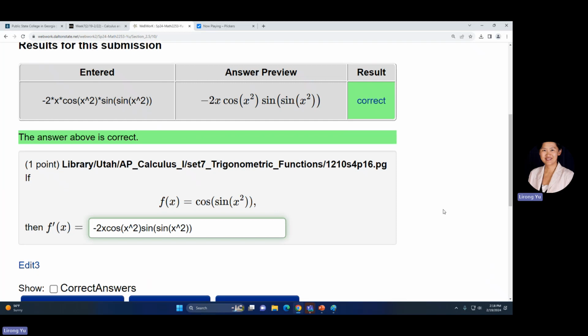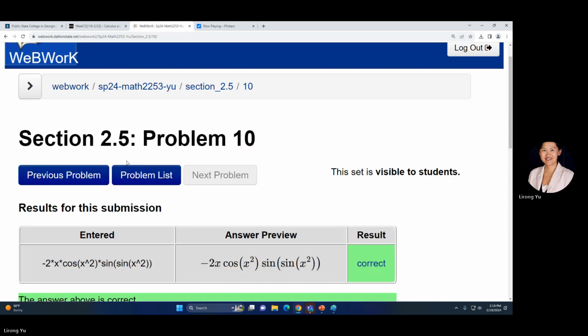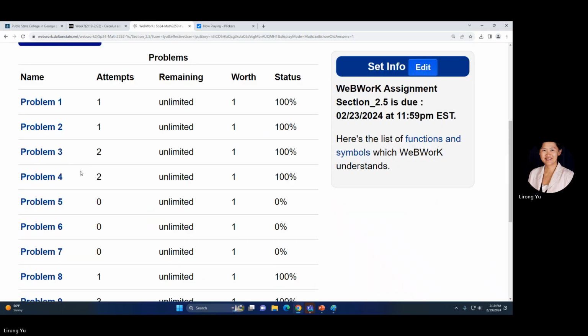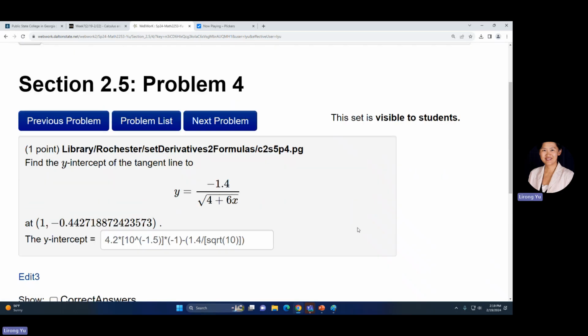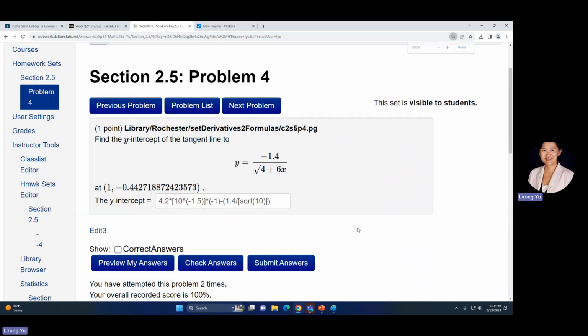It's question 10. Any question? Number 4? Yeah. You want to look at your number 4? Yeah.